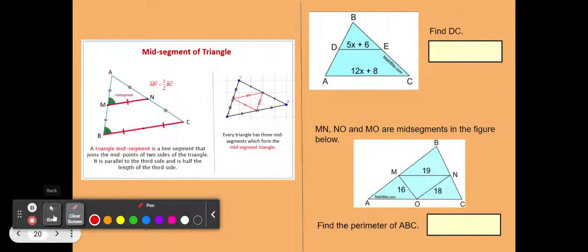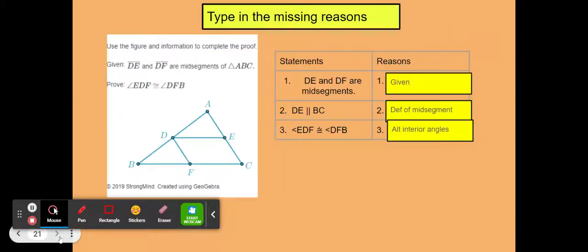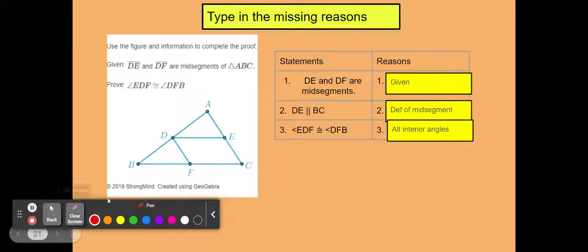All right. Let's look at slide 21, last one here. It's a proof, so we need to put in the missing reasons. DE and DF are midsegments of triangle ABC, and we have to prove that angle EDF is congruent to angle DFB. So we're trying to prove EDF, this angle, is congruent to DFB, that angle.